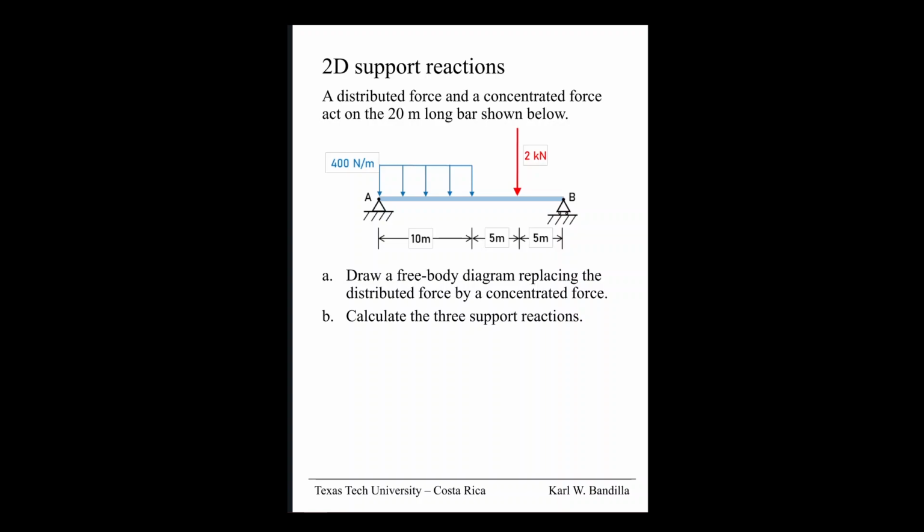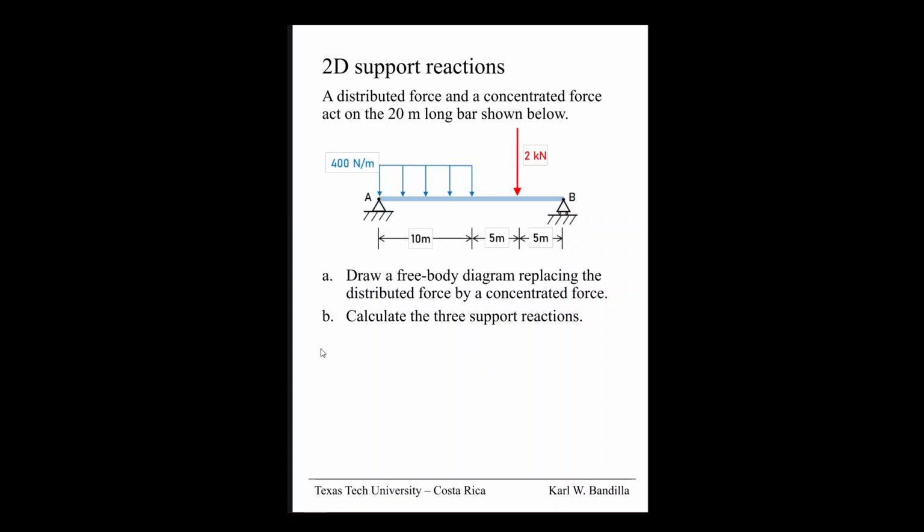Here we have a 2D support reactions problem. So we have this bar that is supported at point A by a hinge and at point B by a roller. And on this bar we have a distributed load and we have a concentrated force. And now we are asked to first draw a free body diagram and then to calculate the three support reactions.